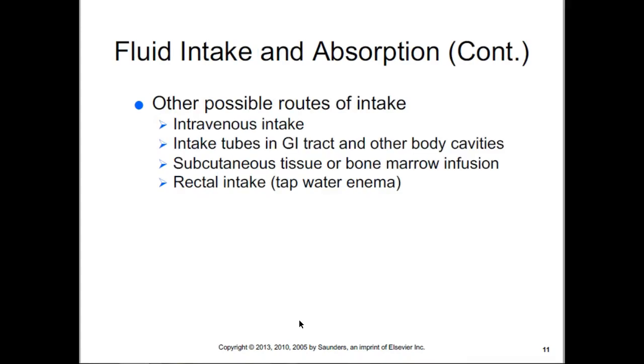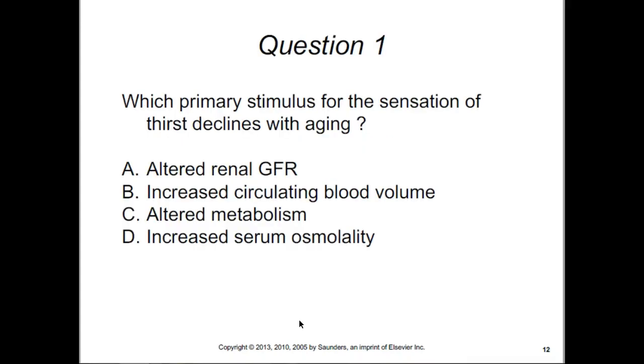Other possible routes of intake: intravenous intake, like mentioned in that picture; rectal intake, for example by enemas; subcutaneous tissue or bone marrow infusion; and other intake tubes into the GI tract and other body cavities. So which primary stimulus for the sensation of thirst declines with aging? Remember that we were talking about increased serum osmolality being what we do not detect the older we get.